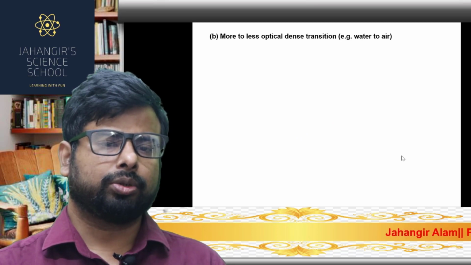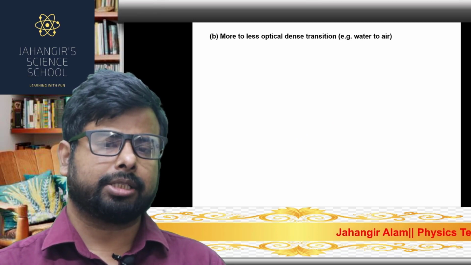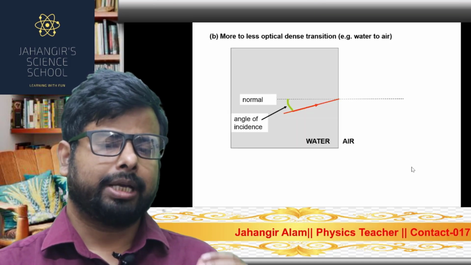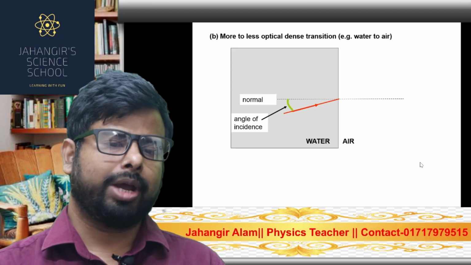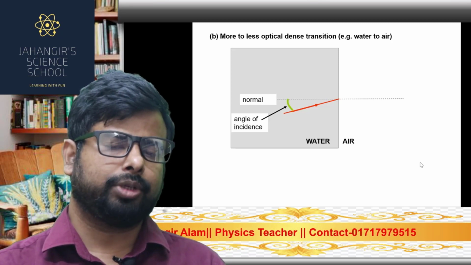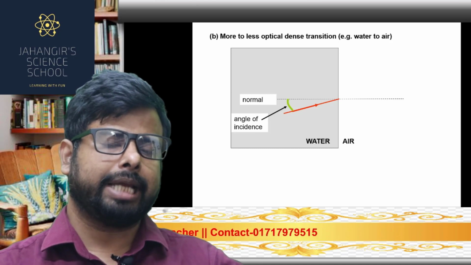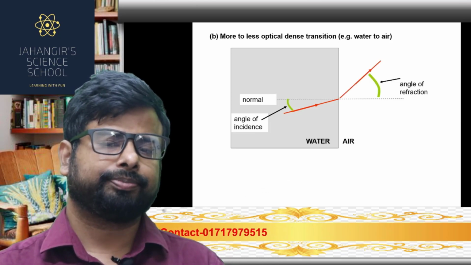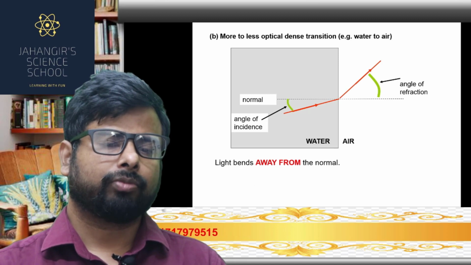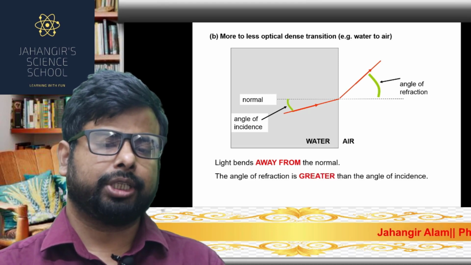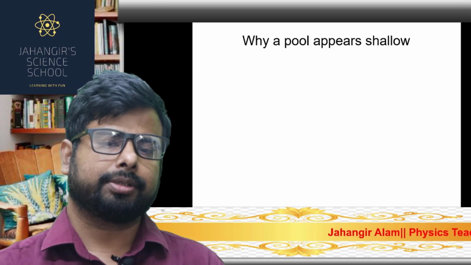More to less optical density transition. That means when light passes from a denser medium to a rarer medium, when a light ray passes from a denser medium to a rarer medium, it bends away from the normal. Light bends away from the normal. The angle of refraction is greater than the angle of incidence.